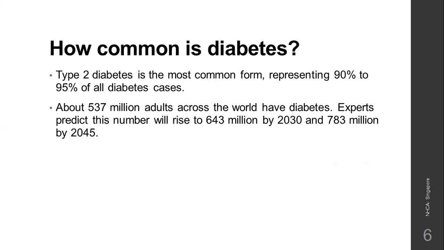And how common is diabetes? Type 2 is the most common form. 90 to 95% of all diabetes throughout the world is type 2 diabetes. About 537 million adults across the world are diabetic, and this number is on the rise. By 2030, it will be around 643 million. It's like a pandemic, and this will keep increasing. That is what has been predicted.